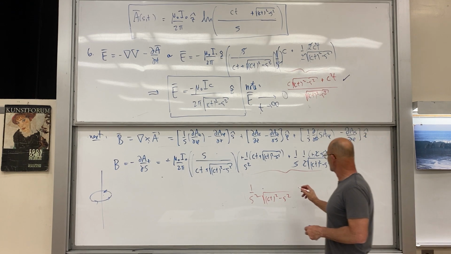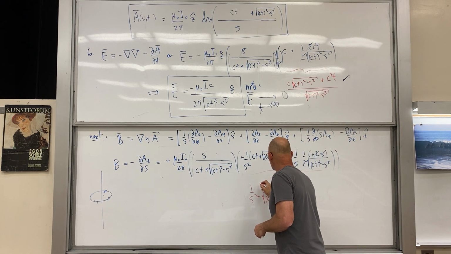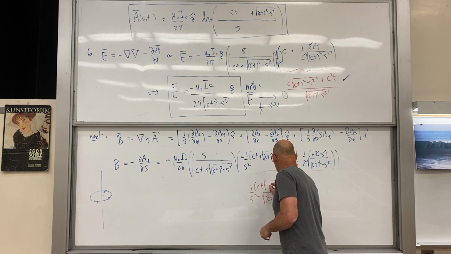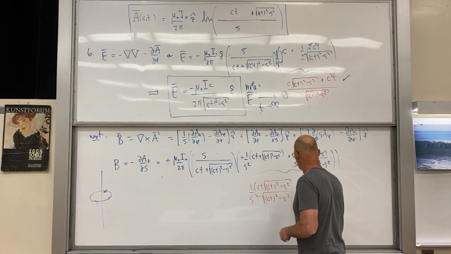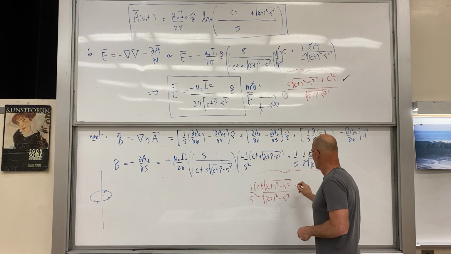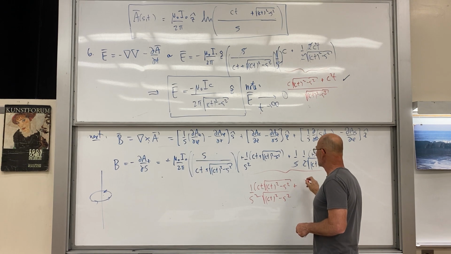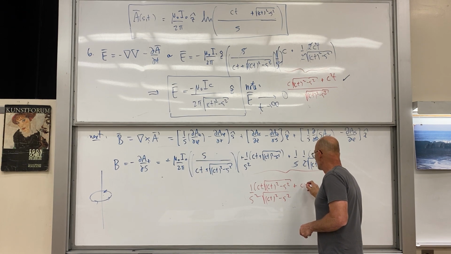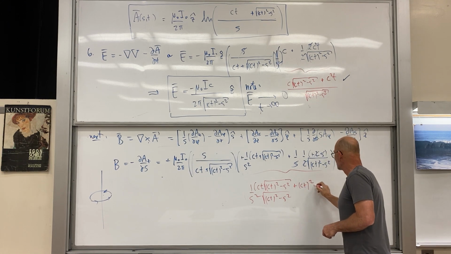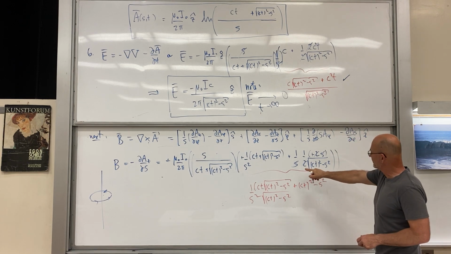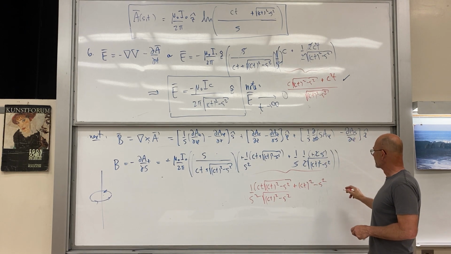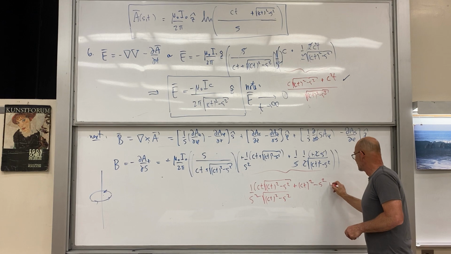And our numerator will be CT root CT squared minus S squared plus CT squared minus S squared, and then from this side multiplying over plus S squared.